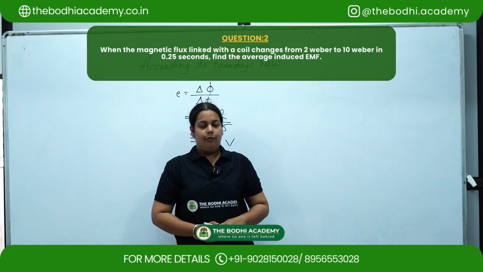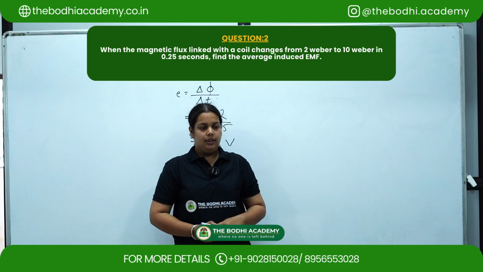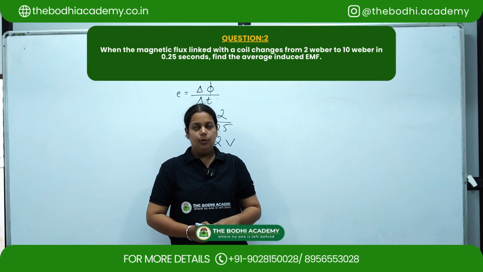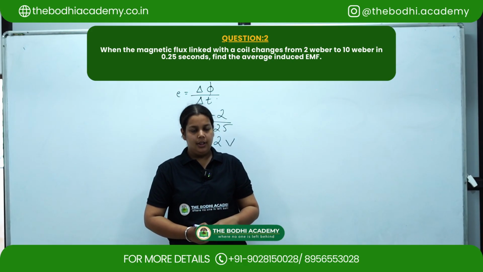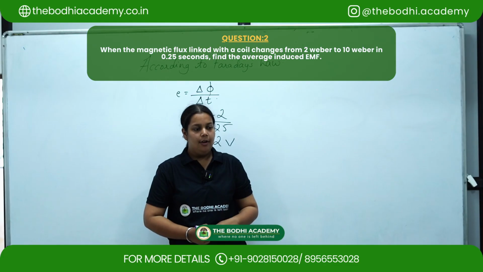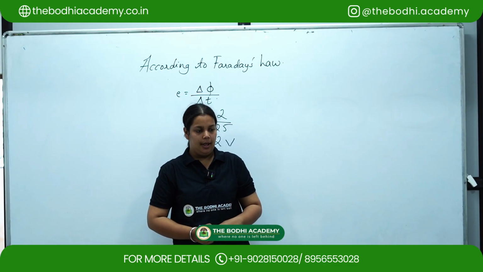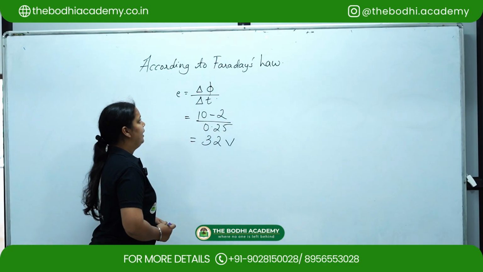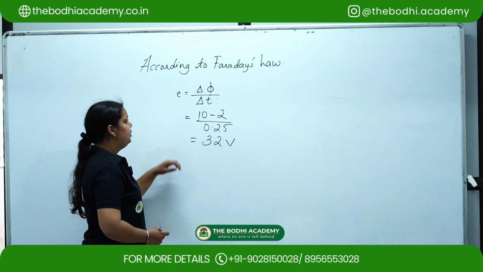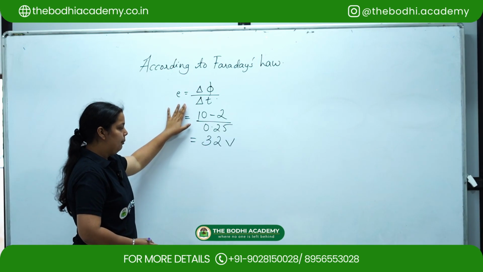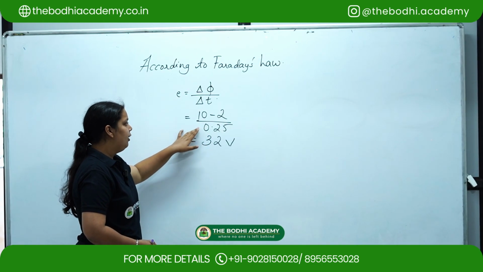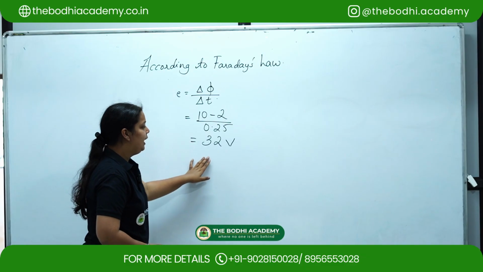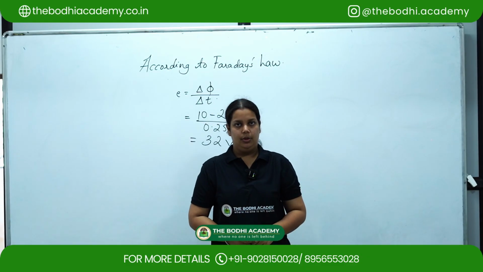When the magnetic flux linked with a coil changes from 2 Weber to 10 Weber in 0.25 seconds, find the average induced EMF. According to Faraday's law, E equals change in flux upon change in time. So 10 minus 2, 8, upon 0.25, we will get the answer as 32 volts.